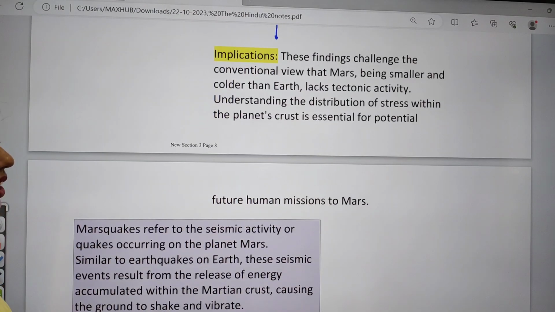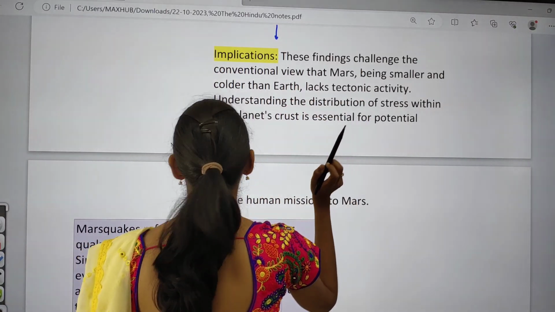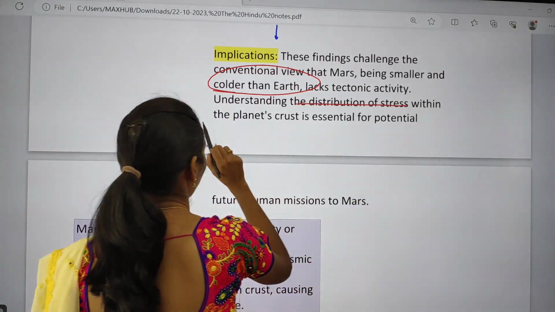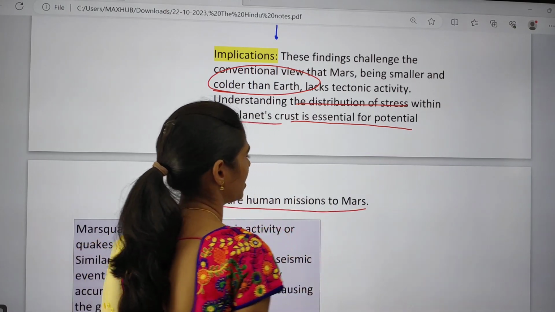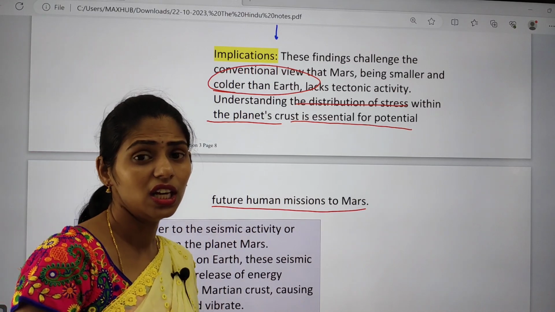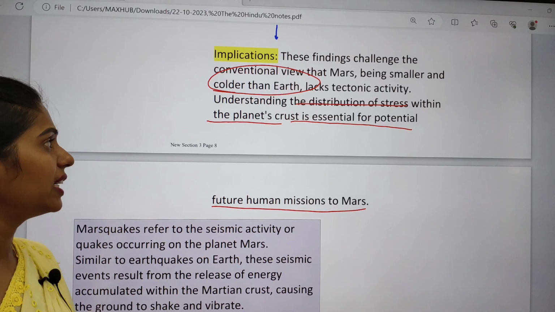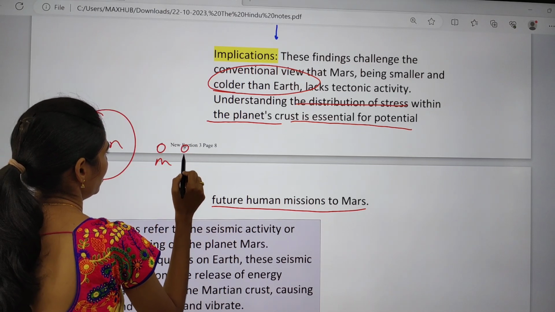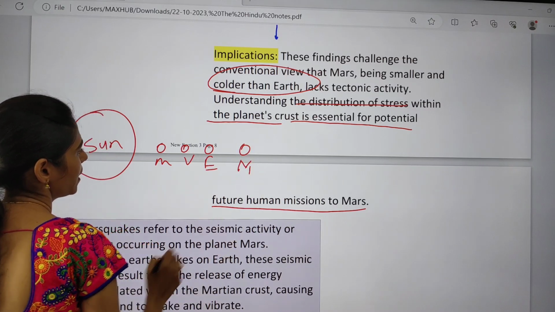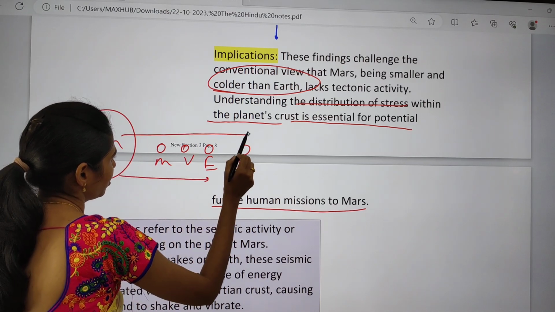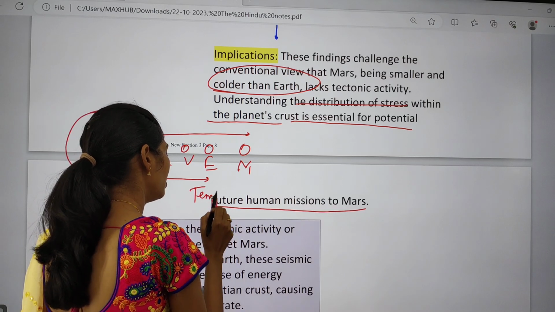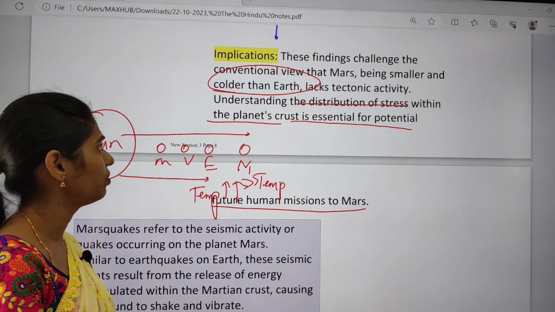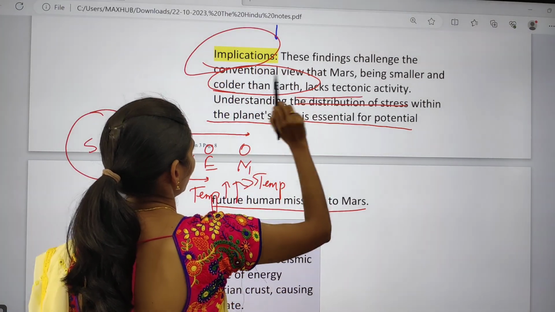So what are the implications? These findings challenge the conventional view that Mars, being smaller and cooler than Earth, lacks tectonic activity. Understanding the distribution of stress within the planet's crust is essential for potential future missions to Mars. Scientists studied that tectonic activity led to the earthquakes. But if you compare with Earth, here we have the Sun, Mercury, Venus, Earth and Mars. Earth is nearer to the Sun, so the temperature on Earth will be more compared to Mars. Because of this, scientists say that Mars lacks tectonic activity.